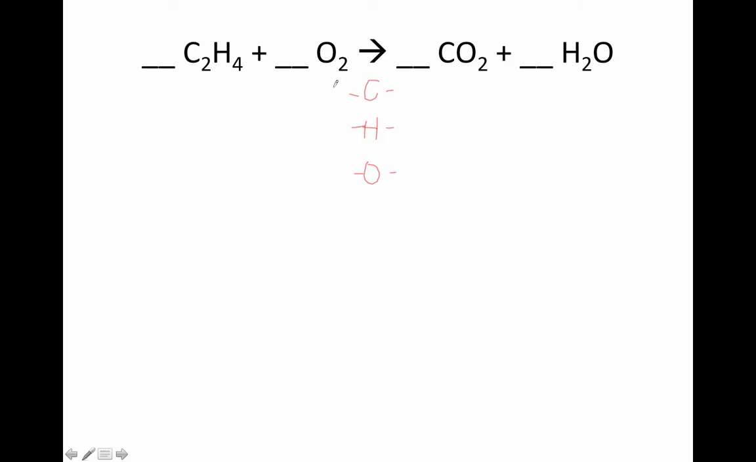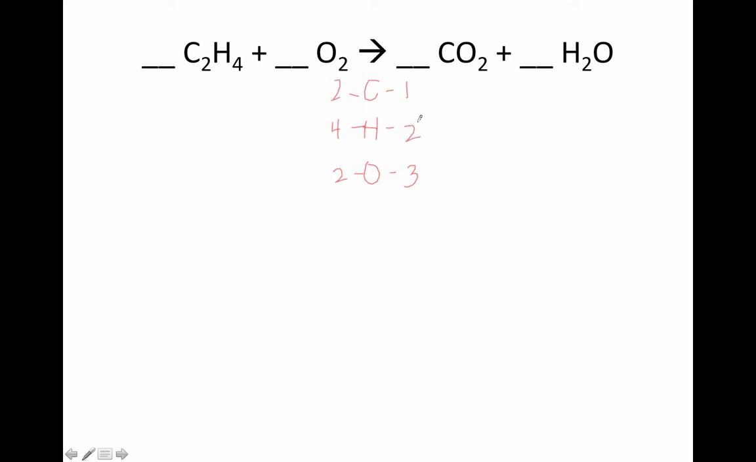Okay, let's count up how many carbons we have on the left and the right. On the left-hand side, we have 2 carbons. On the right-hand side, we have 1 carbon. Hydrogens, we have 4, and then we have 2. Oxygens, we have 2 on the left, and we have 2 and 1 on the right. Very important in combustion problems, don't forget your oxygens are split up. Always be aware of that sort of stuff.